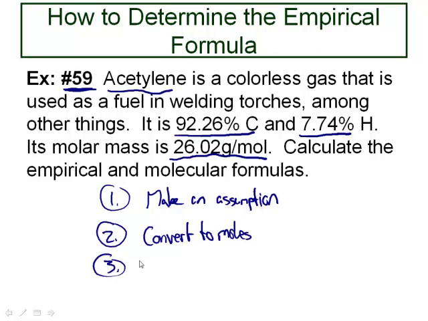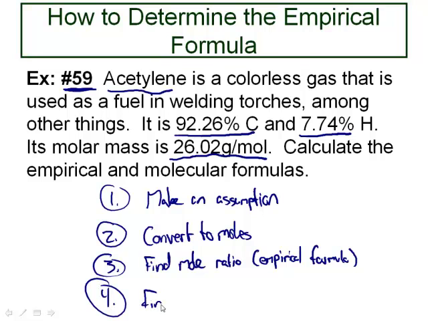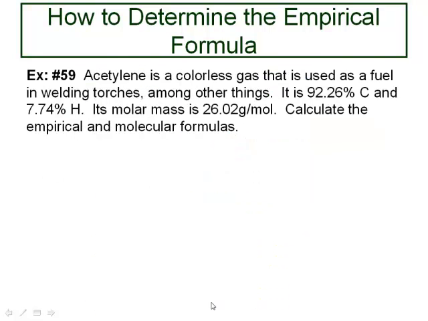Step 3, we're going to find a mole ratio, and when we do that, this is going to give us the empirical formula of the compound. And then lastly, step 4 is we're going to find the molecular formula, which I'll abbreviate as MF. So that's how we're going to solve problems of this type. Let me walk you through this example. That'll make more sense.